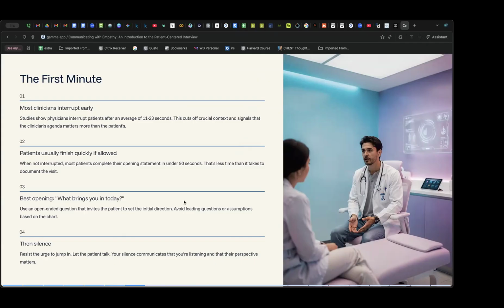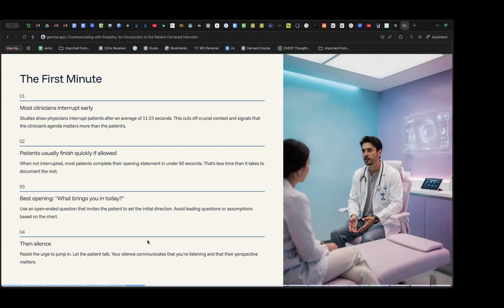The best opening, the first thing you start with, is: what brings you in today? I usually say, I'm listening. It's usually an open-ended question. And once you say it, you see the reaction of the patient. If the patient starts to speak a lot, then you know you have to switch to close-ended questions. If the patient is not speaking almost at all, you have to stay with open-ended questions that invite more.